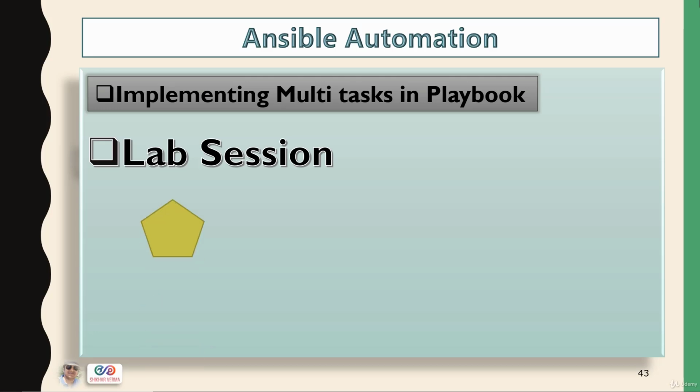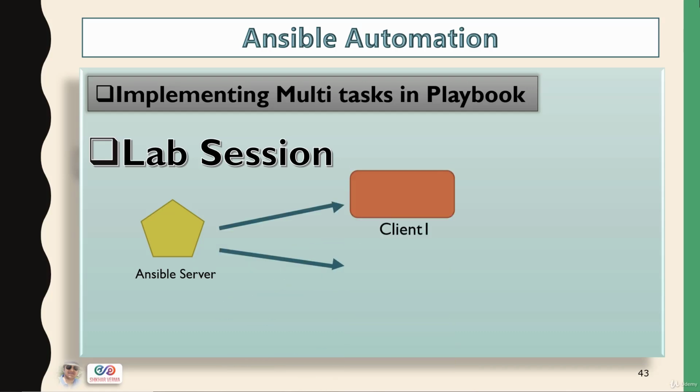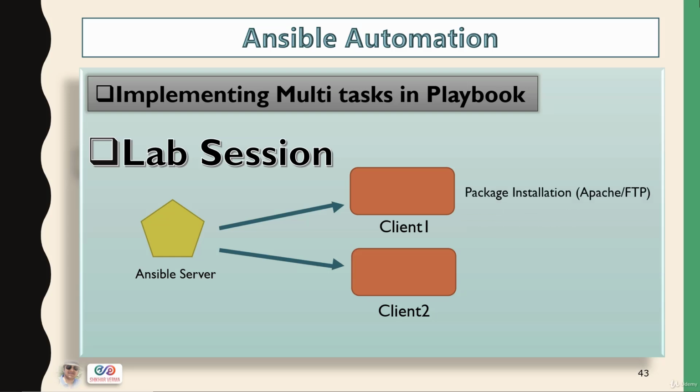I have an Ansible server and two clients, that is client 1 and client 2, and I want to perform package installation, that is Apache and FTP package. So two packages I want to install on my client 1 and client 2 from the Ansible server via playbook. But I have a few requirements.